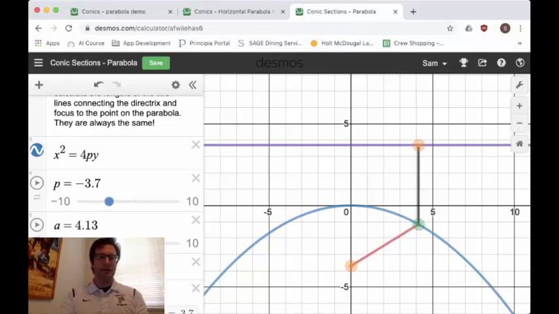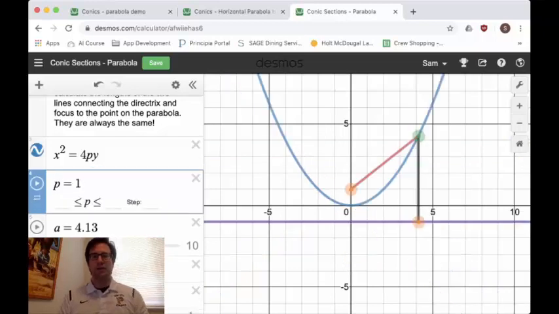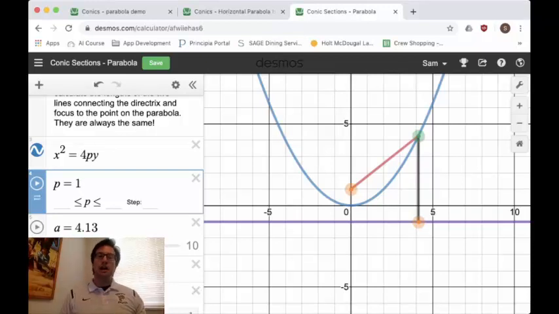I now have a graph of a parabola. I should set this back to 1. Every parabola has an imaginary point associated with it called the focus, and an imaginary line associated with it called the directrix, and they have these properties associated with them. So let's talk about now, if I've got an equation for a parabola, how do I find where the focus and the directrix are?